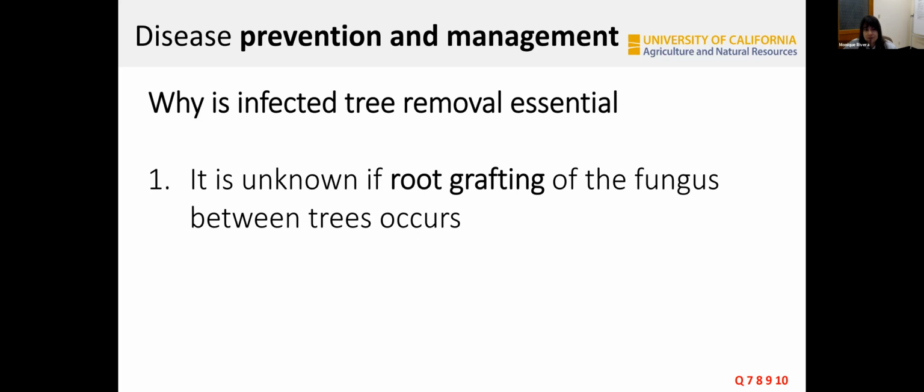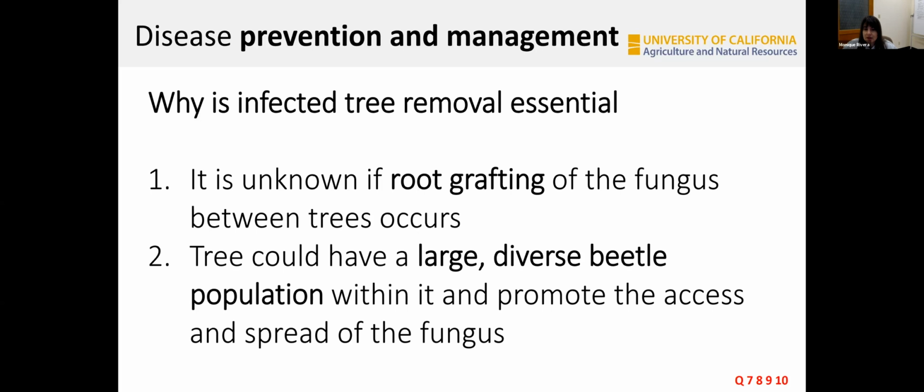And then additionally, each tree can have a large and diverse beetle population within it, and that promotes the access and spread of the fungus. So if you remove the tree and chip it up, the key thing is the chipping, you can actually get rid of a portion of your beetle population with that action.